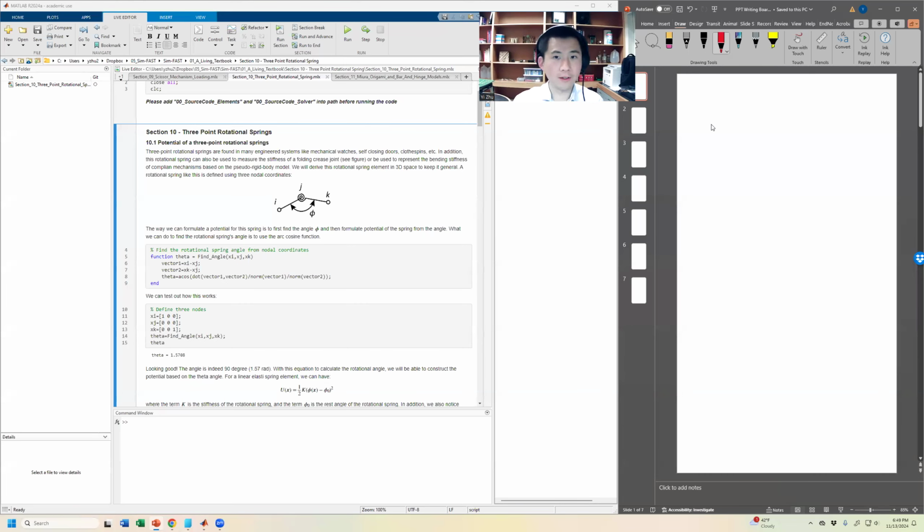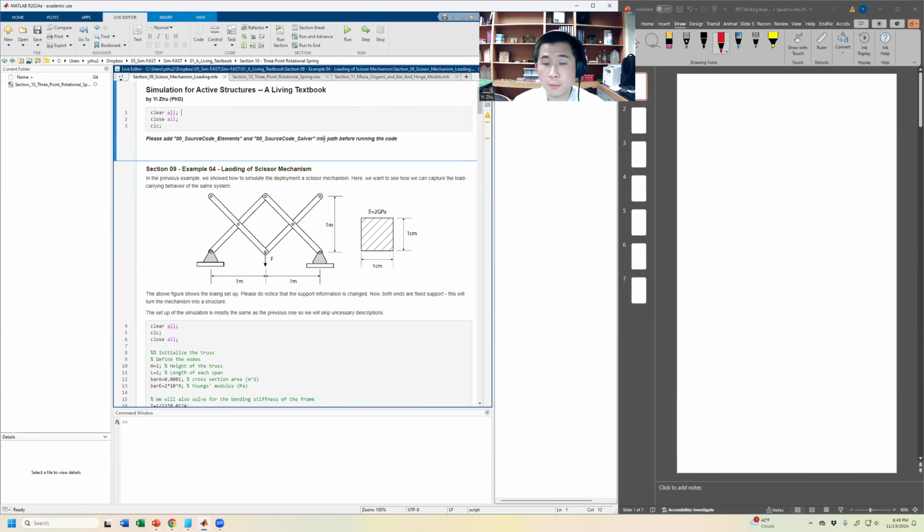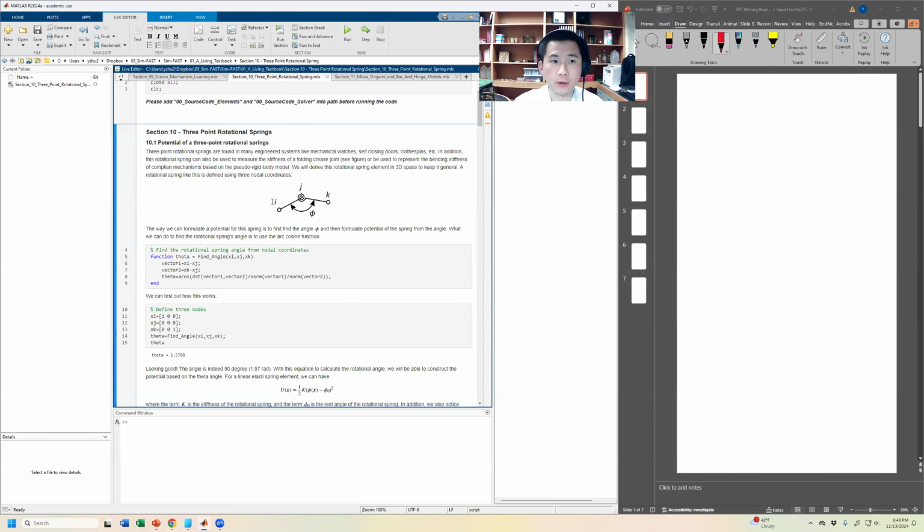Okay, so hello everyone. Welcome back to the 10th section of the video tutorial series. In the previous two sections, we looked at the simulation of a system mechanism for both the deployment and the load carrying behaviors in these mechanisms. And we started using a new element, which is this particular 3-point rotational spring element.